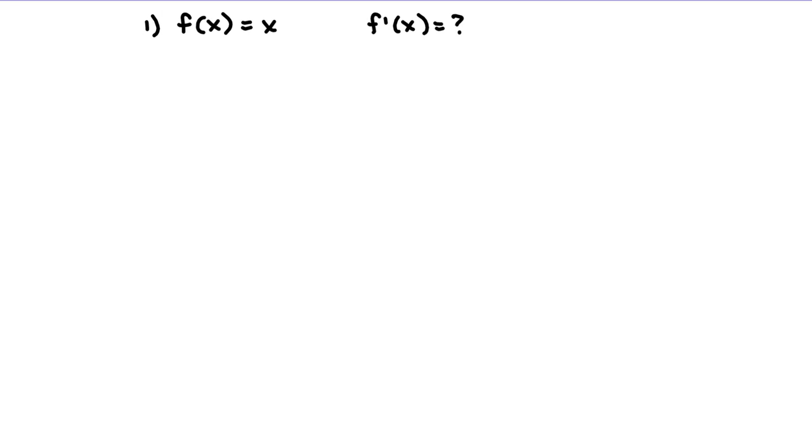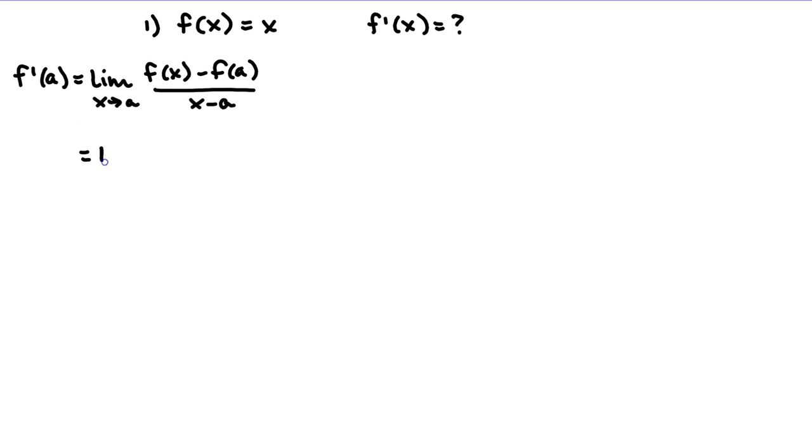Okay, so for problem number 1, I'm going to find the derivative of f of x equals x. And I'm going to use the definition of derivative that looks like this. F prime of a equals the limit as x approaches a of f of x minus f of a over x minus a. We could use the other definition of derivative, but I just happen to like this one for the series of problems I'm going to do.